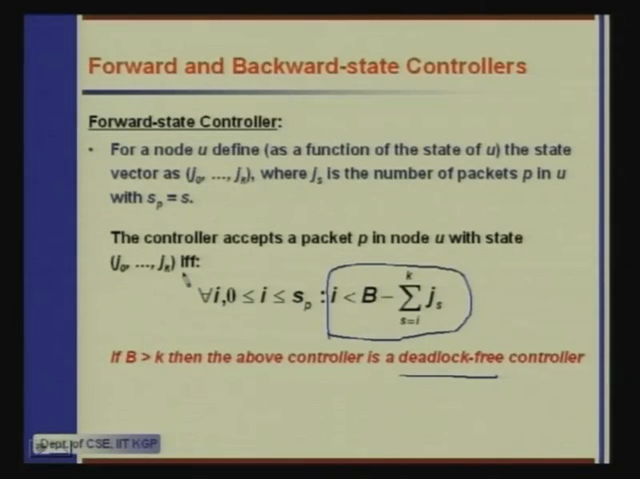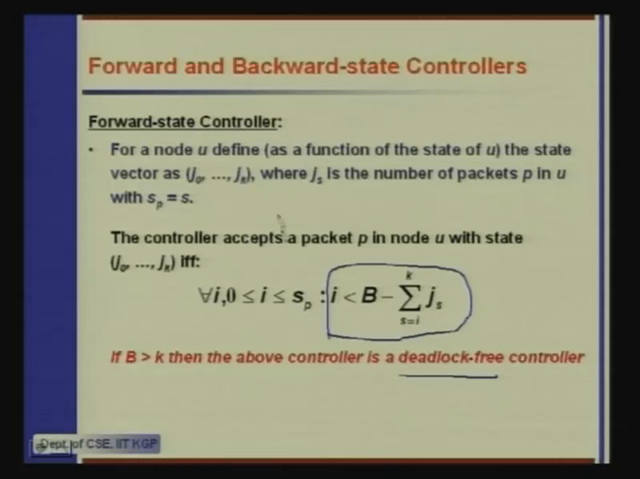B minus the summation of the packets. Now, is it clear what J0 to Jk is? The number of packets which have various subcounts. Yes, in the node U, you have different packets with different destinations. You are counting the number of packets which have 1 hop to go, number of packets with 2 hops to go, number of packets with 3 hops to go. These are J1, J2, J3, etc. Right? Okay.